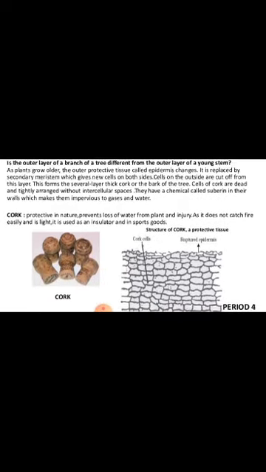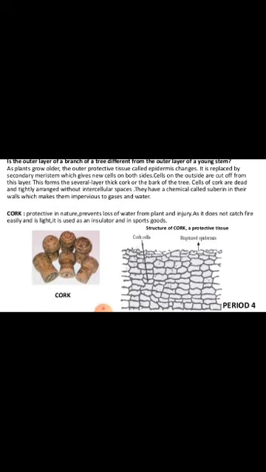Now these cells of cork are dead and they are tightly arranged without any intercellular space, and they have a chemical called suberin in the walls which makes them impervious to gases and water. तो लॉस कम हो जाता है और वो उसको प्रिवेंट करता है, उसको प्रोटेक्टिव बना देता है. And what is cork? Actually cork is protective in nature. It protects and prevents the loss of water from the plant, and injury, and as it does not catch fire easily and is light.